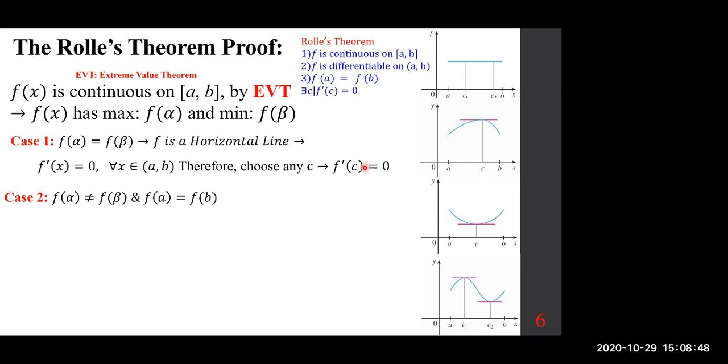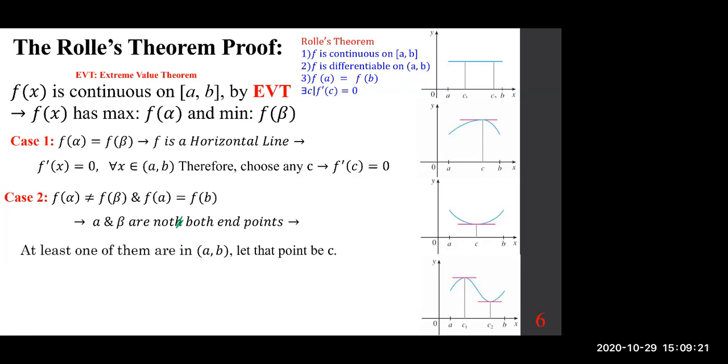So if they are not equal, since f of a equals f of b, then alpha and beta are not both endpoints. So that's the case. Now, what does it mean? At least one of them must be in the interval of a to b, either the max or the min.